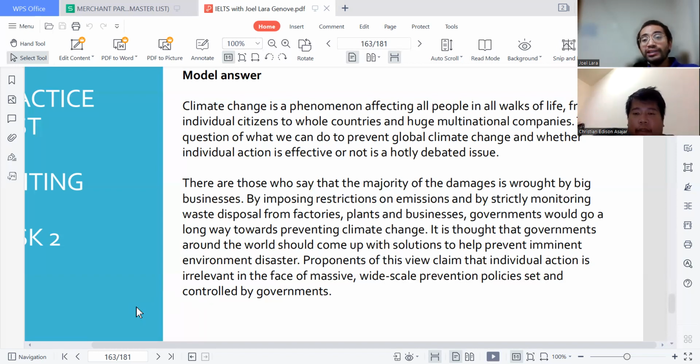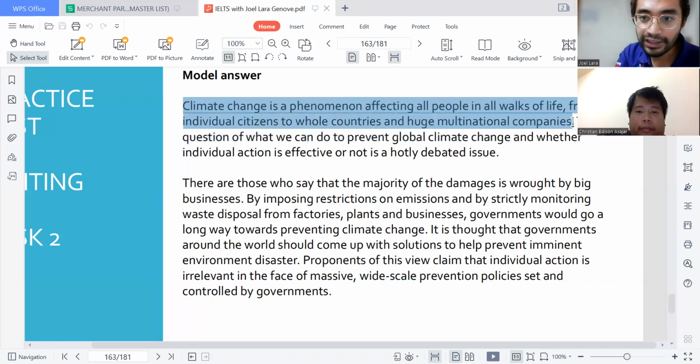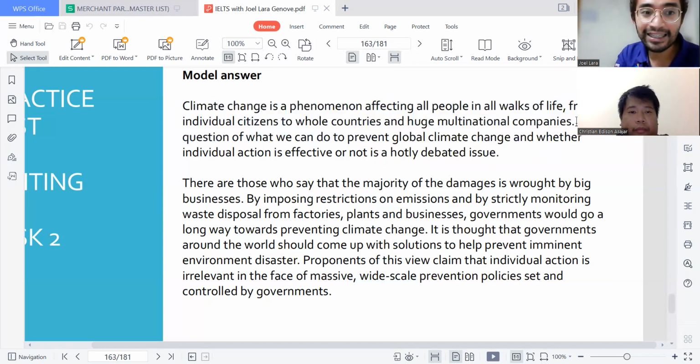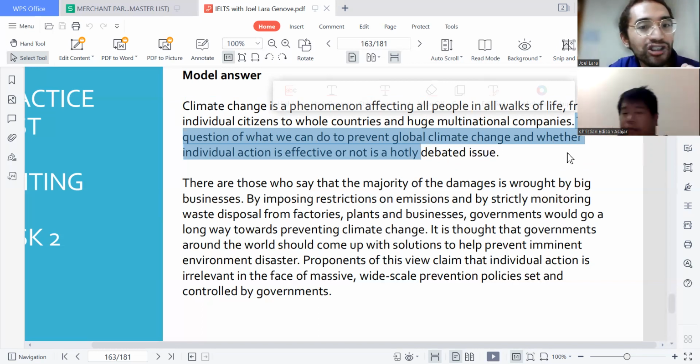On your opening, you would see there that it is a definition. The first sentence is a definition of climate change, your main topic, right? And then the next sentence is a preview sentence that describes what will be the content of your body. The question of what we can do to prevent climate change and whether individual action is effective or not is a hotly debated issue. So that will be the content. Two sentences only.